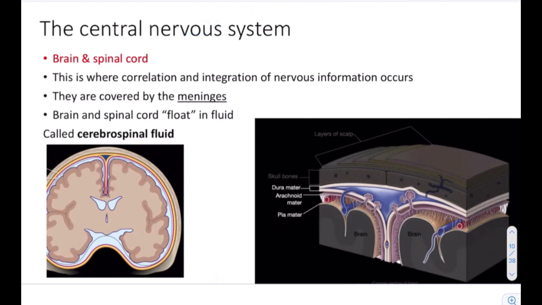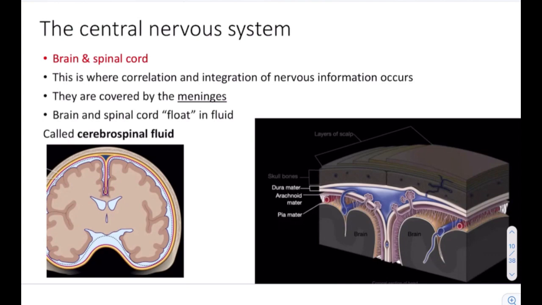Okay, so let's talk more about the central nervous system. Like I said, it consists of the brain and the spinal cord. This is where correlation and integration of nervous information occurs. So this is where information is processed. Let's say something touches your skin. This information is carried by a sensory neuron, which goes to your spinal cord, and then it goes to your brain. So this information, the thing you feel, the touch, is processed and integrated in the brain, and then it allows you to respond. So we call this correlation and integration that happens in the CNS.